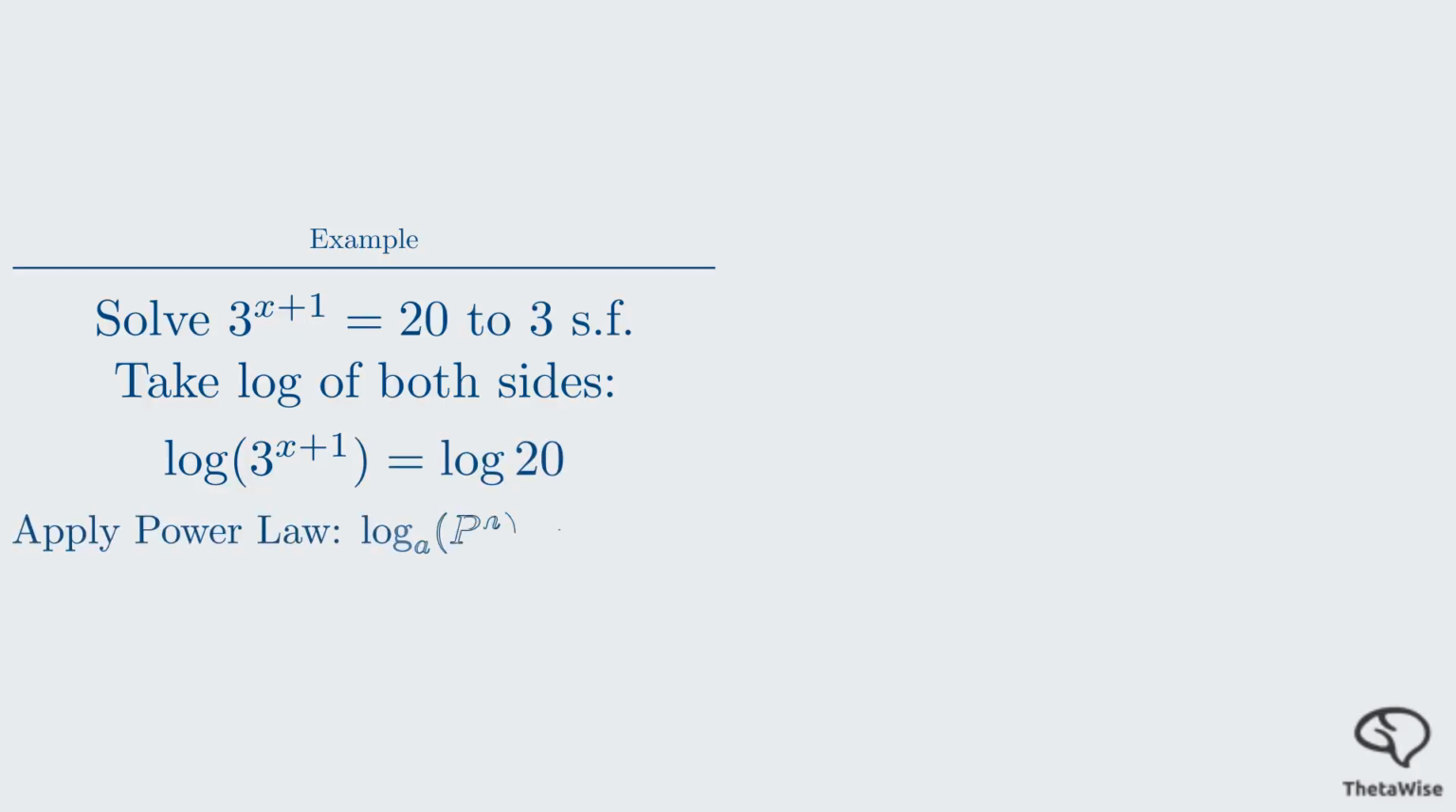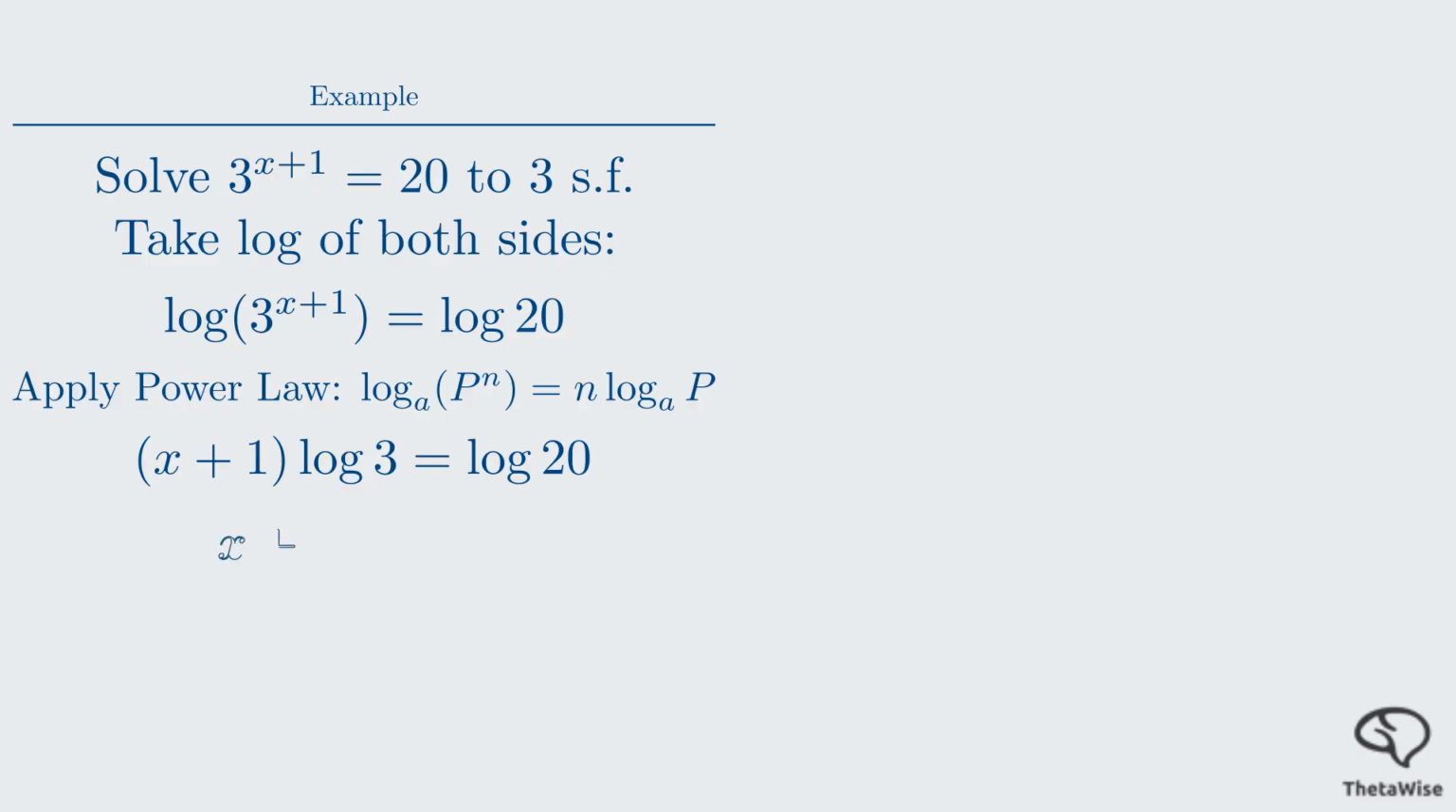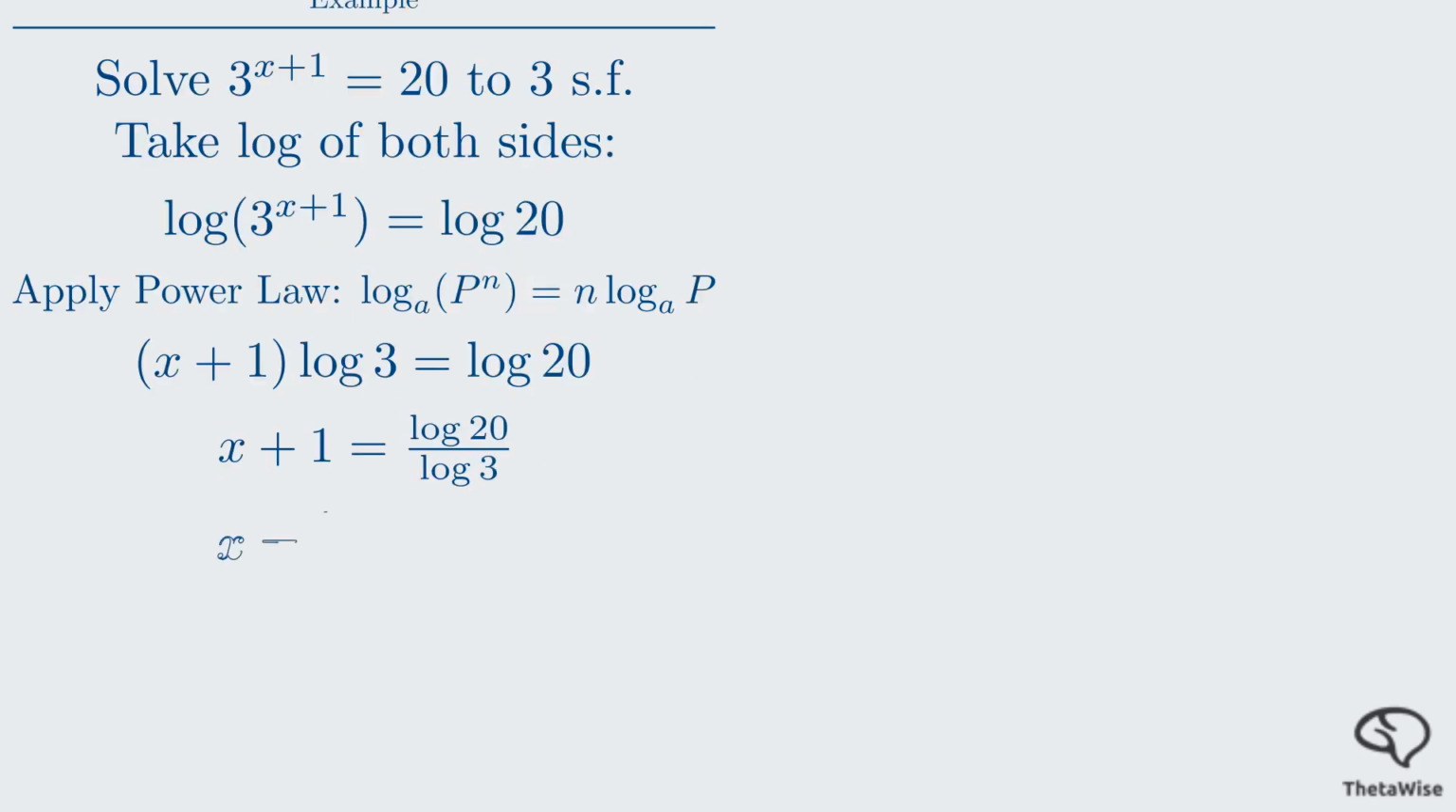Now, we apply the power law to bring the exponent down. Note that the entire exponent, x plus 1, must be treated as a single quantity in brackets. x plus 1 times log of 3 equals log of 20. To isolate x, we first divide both sides by log of 3. Then, subtract 1 from both sides.